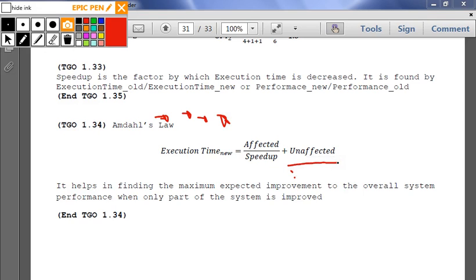And the important point here is it helps in finding the maximum expected improvement to the overall system when only part of the system is improved. So 1.34: state Amdahl's law using an equation and describe its importance. Describe it using the equation. Here's its importance.